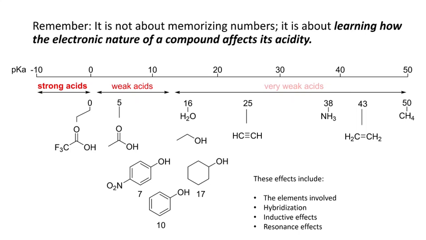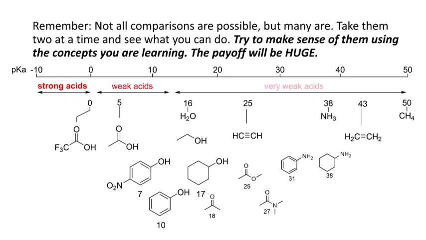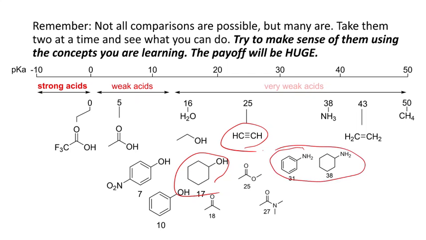Now I've got a few more compounds I could throw on this graph and ask you to explain, but I'll let you do that on your own. Main point is that not all comparisons are possible. It wouldn't make any sense for me to ask you, for example, what is the difference in acidity between ethyne and cyclohexanol? None of us could do that. But when you look at pairs that are closely related, you should be able to come up with an explanation for why one is more acidic than the other.